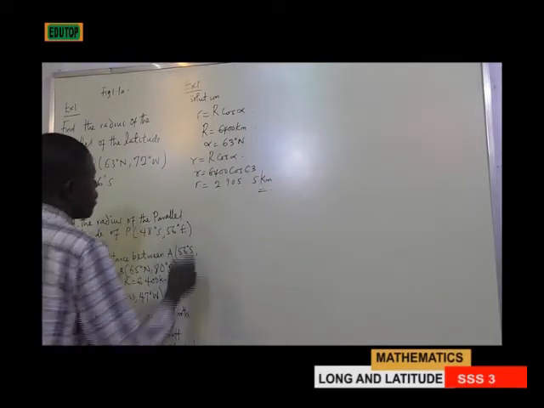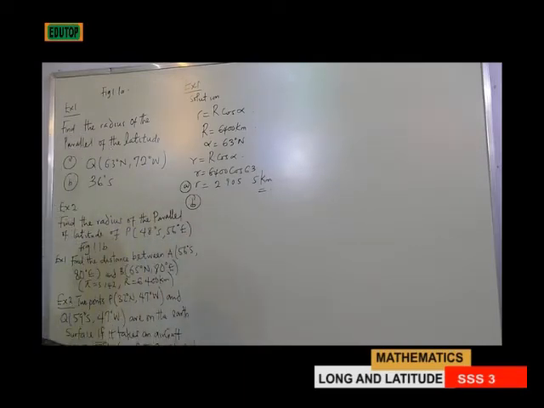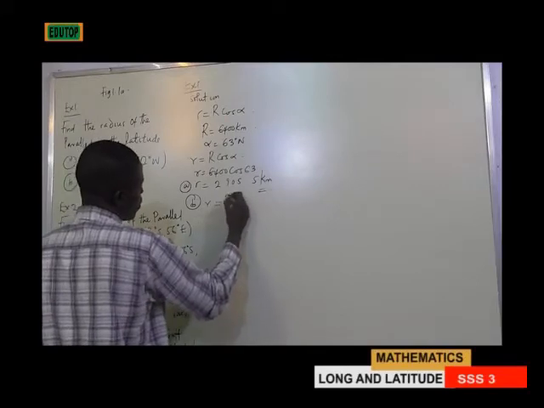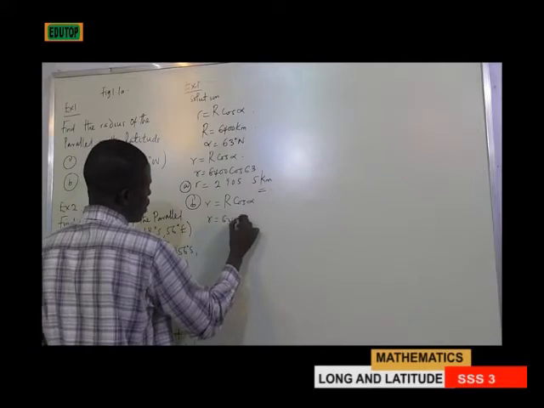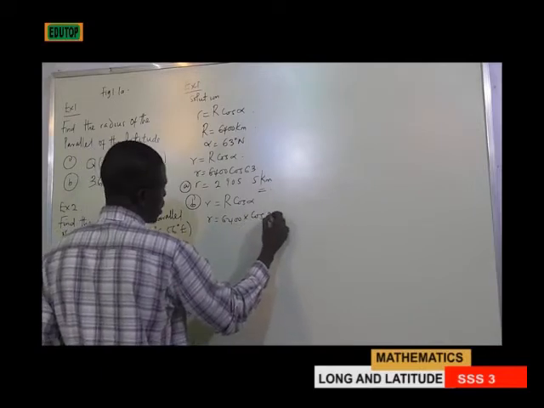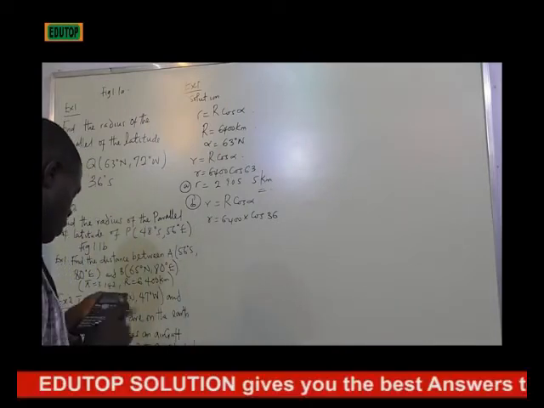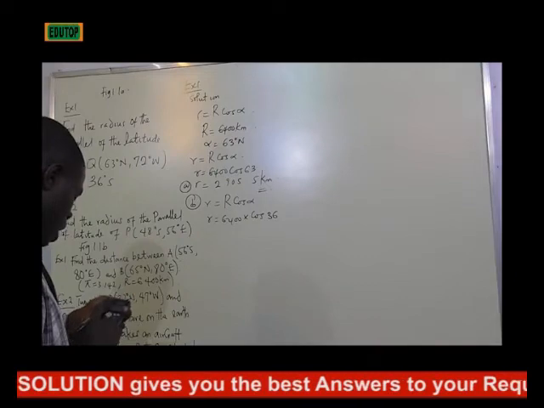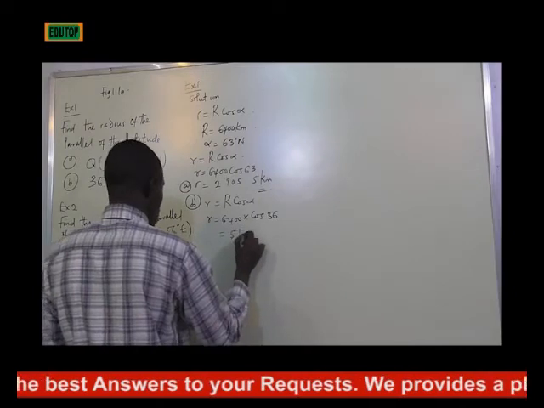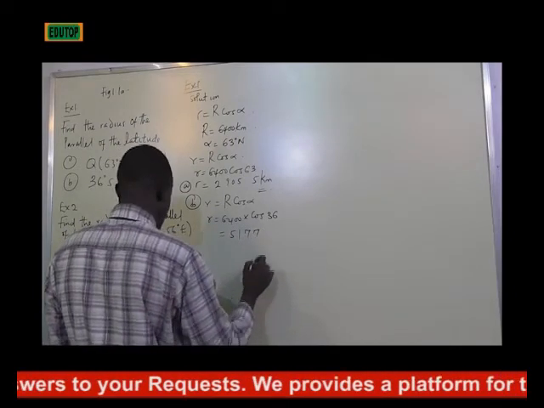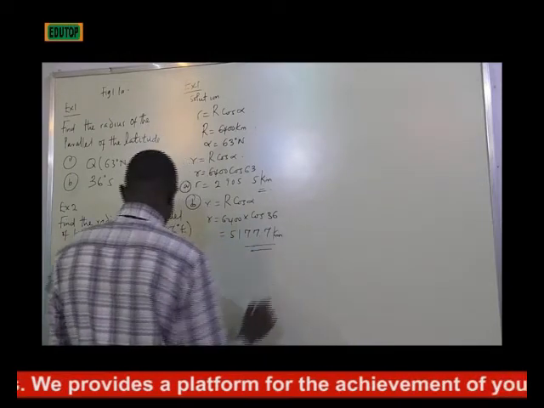For the second question, this is the A. For the B part, we have 36 degrees south. So we also apply the same formula: r equals R cos lat, cos alpha. Then r equals 6,400 times cos 36. Cos 36 times 6,400 gives us 5,177.7 kilometers. That is what we are going to get.